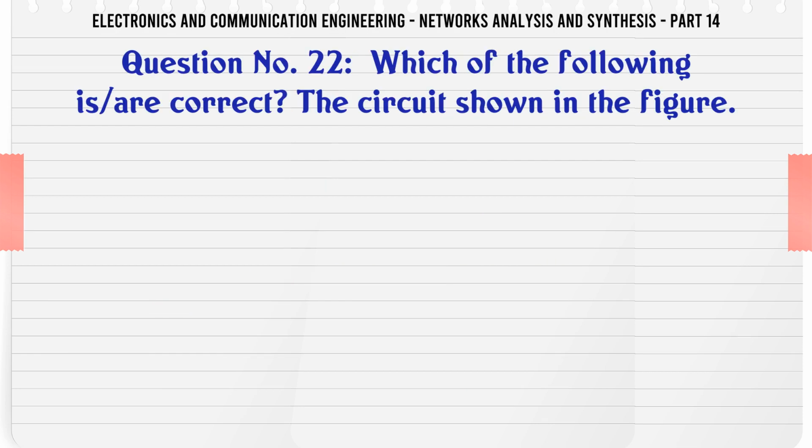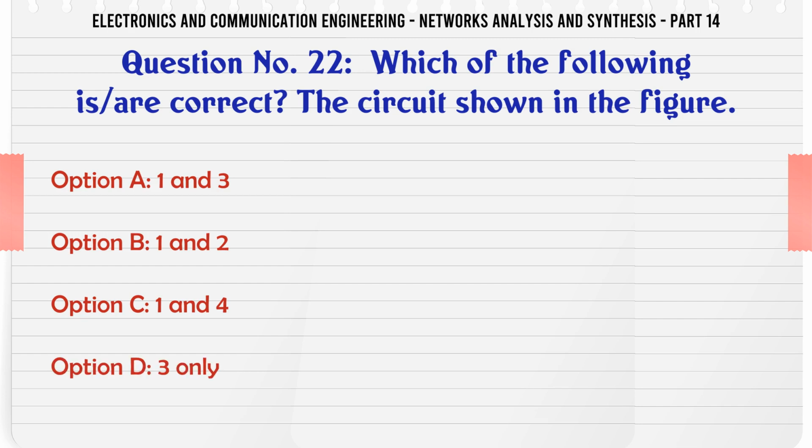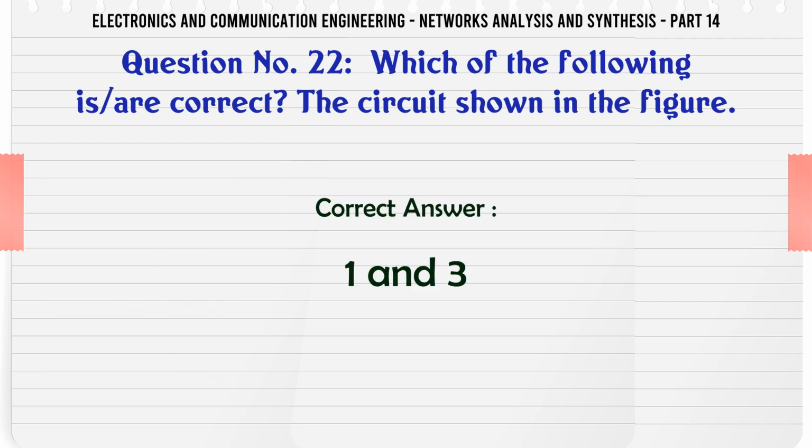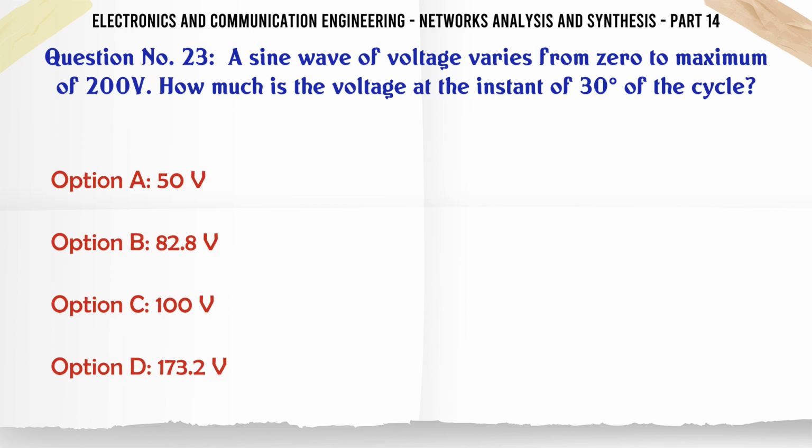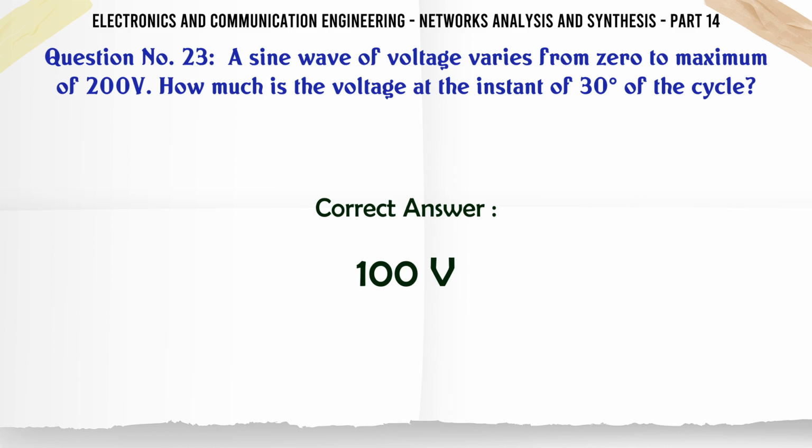Which of the following is correct? The circuit shown in the figure: A. 1 and 3, B. 1 and 2, C. 1 and 4, D. 3 only. The correct answer is 1 and 3. A sine wave of voltage varies from 0 to a maximum of 200 V. How much is the voltage at the instant of 30 degrees of the cycle? A. 50 V, B. 82.8 V, C. 100 V, D. 173.2 V. The correct answer is 100 V.